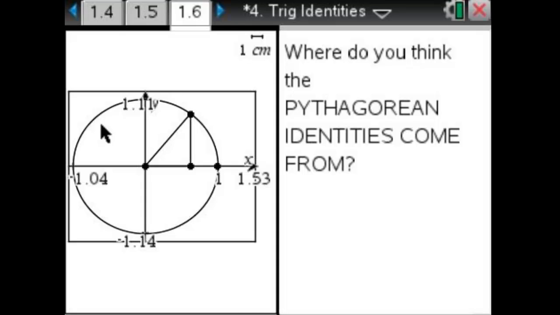Sine squared theta plus cosine squared theta equals 1. Your Pythagorean identity. You're on a unit circle. X is cosine, y is sine. Leg squared plus leg squared equals hypotenuse squared. And often that will help you, or some other form of it will help you.